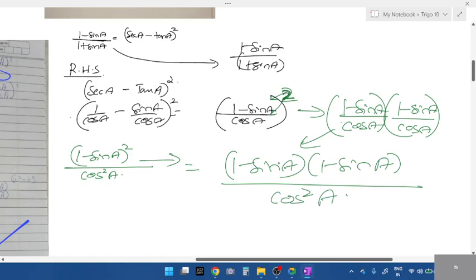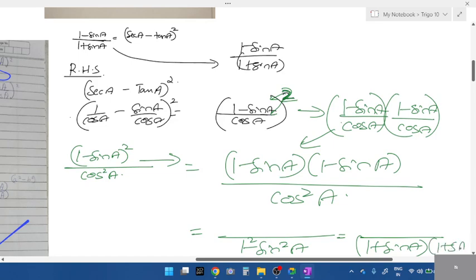In the numerator, we almost got the value. There is an extra 1 minus sin A. Denominator, cos square A. On the right hand side, we need sin. Convert this cos square A. What is cos square A? 1 minus sin square A. Can I write that 1 minus sin square A as 1 plus sin A into 1 minus sin A? 1 plus sin A.